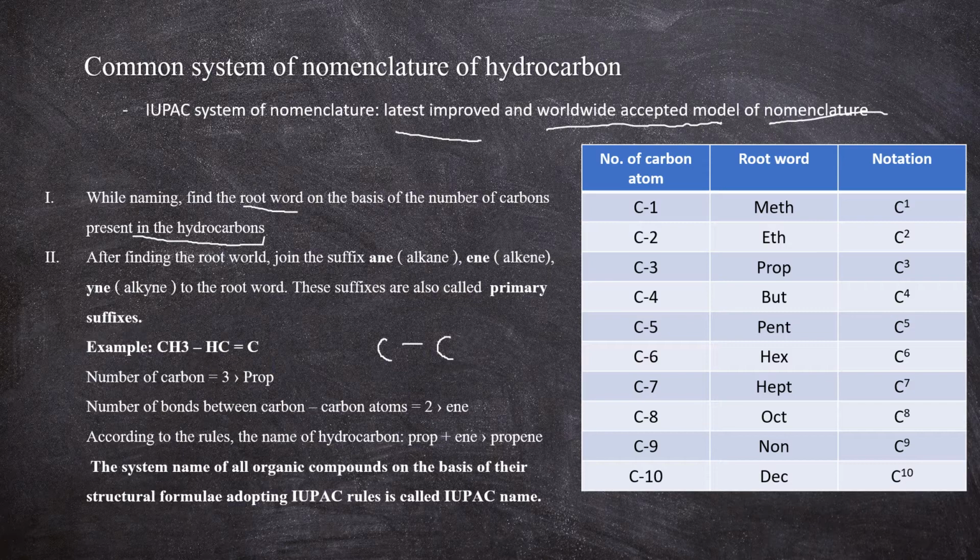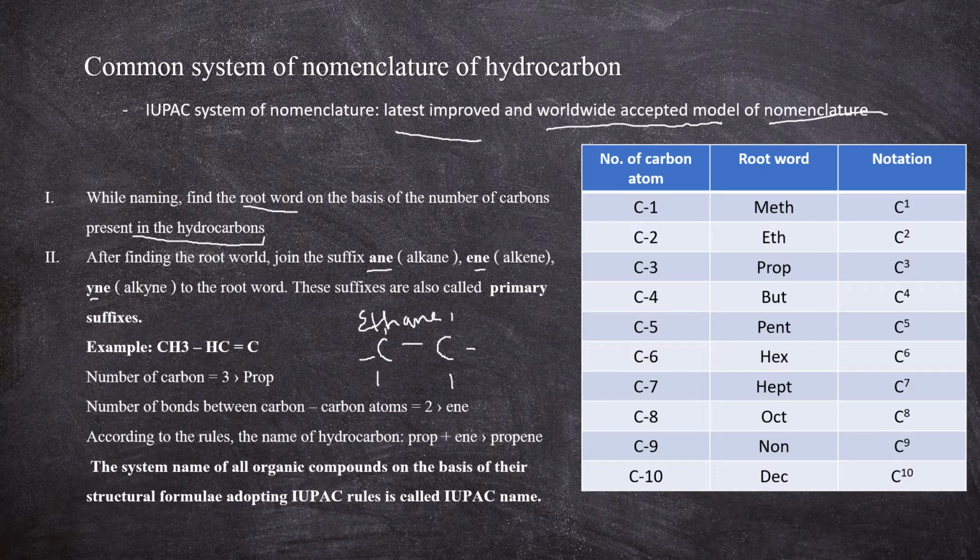After finding the root word, join the suffix ane, ene, or yne. This is a saturated hydrocarbon, an alkane, so it must be ethane. So this is ethane. The suffixes are also called primary suffixes. So this is the primary suffix: ane, ene, and yne.